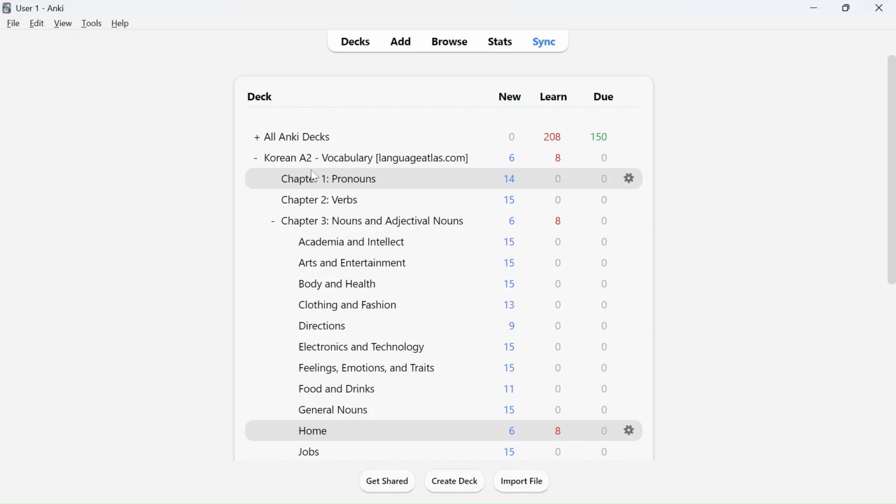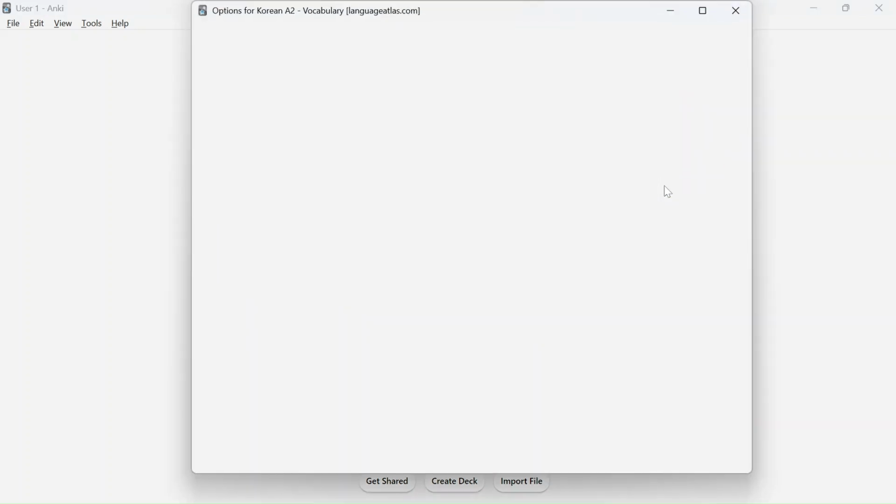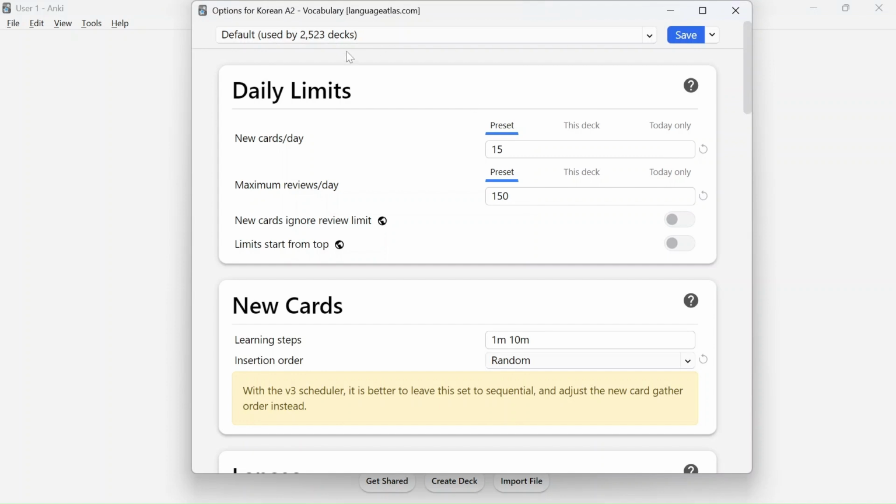There's one more thing that I would like to show you, and this is about regulating how many cards you see per day, and a little note on what the best settings for Anki are. So next to the Korean A2 Vocabulary Anki deck, you can see that there's a little option right over here. If I click on it and I'll click on Options, a pop-up opens. And I'd like to get started by showing you a little bit about daily limits.